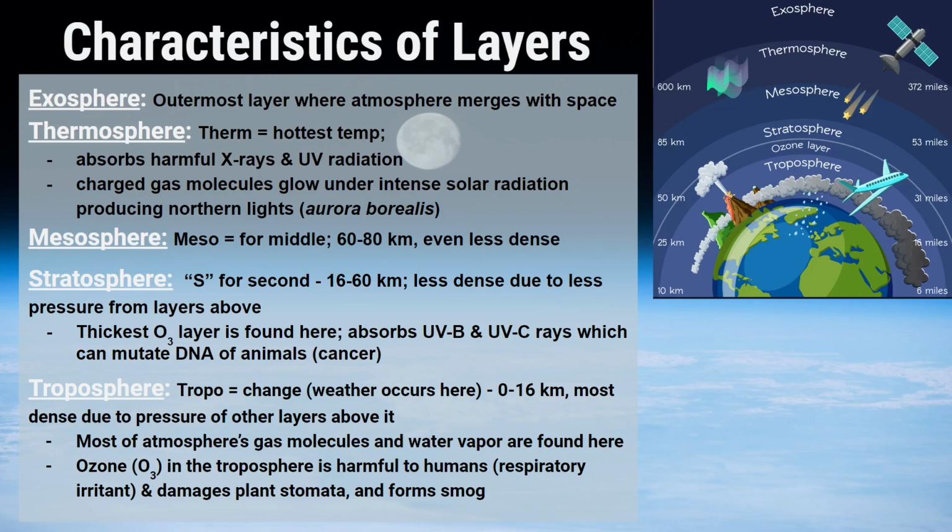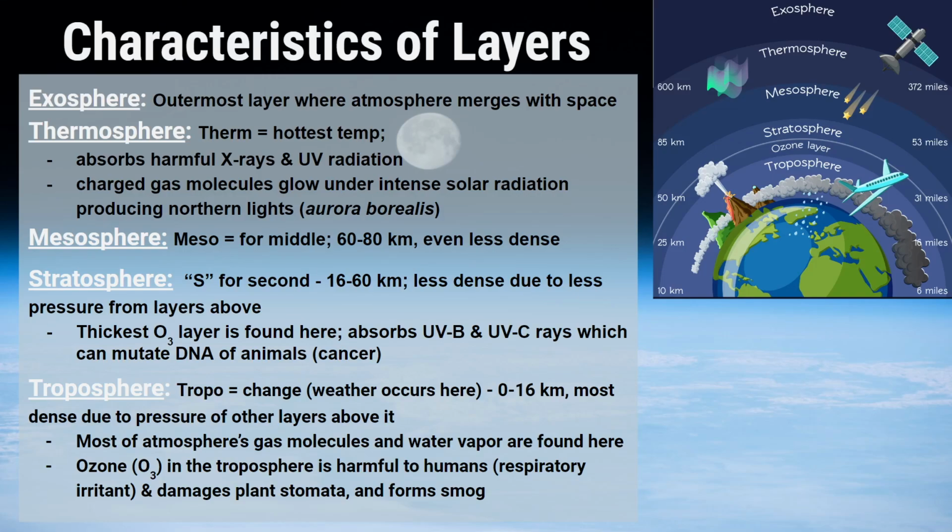It is also the densest layer by far because it is the closest to Earth. The majority of the Earth's water vapor is going to be found in this layer of the atmosphere, along with many other gases. And while ozone is really beneficial in the stratosphere, where it forms a protective layer that blocks us from a lot of cancer-causing UV rays, when ozone forms down near Earth's surface in the troposphere, it is actually considered an air pollutant. That's because it contributes to the formation of smog.